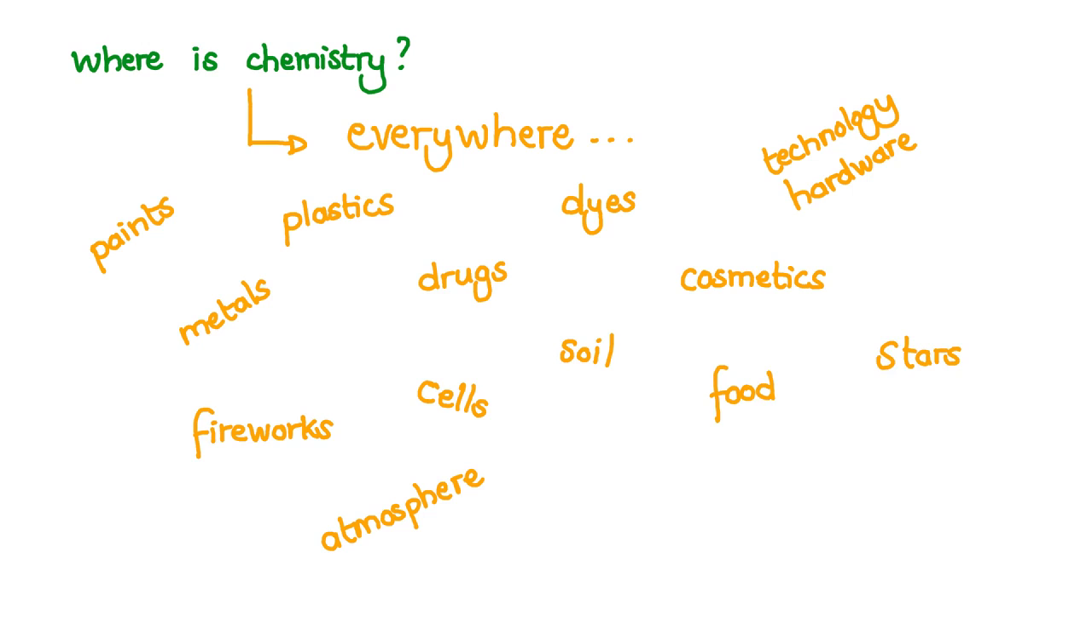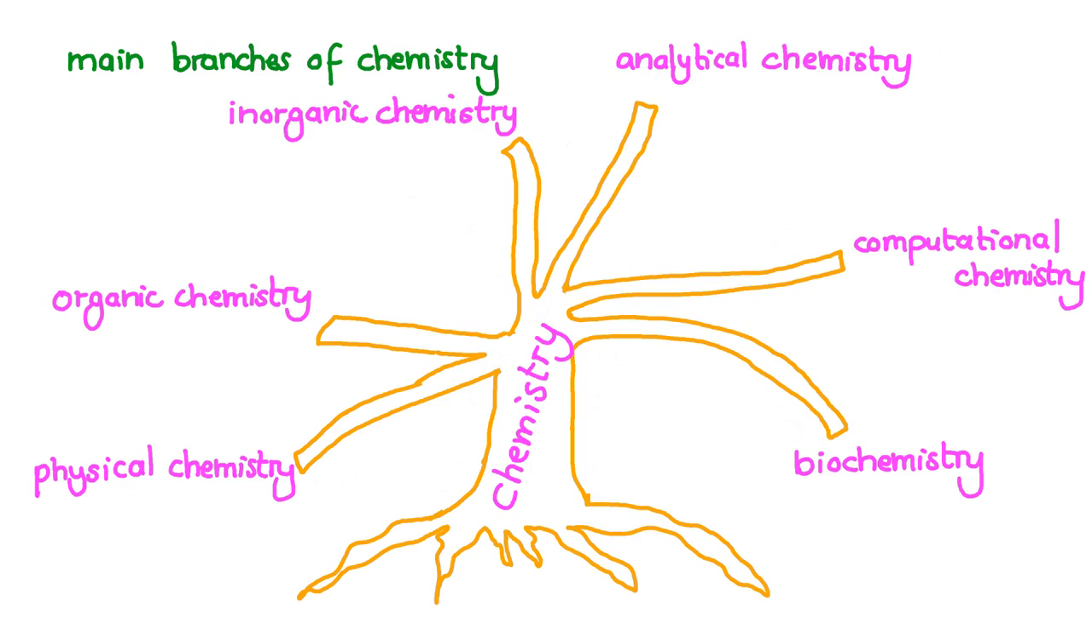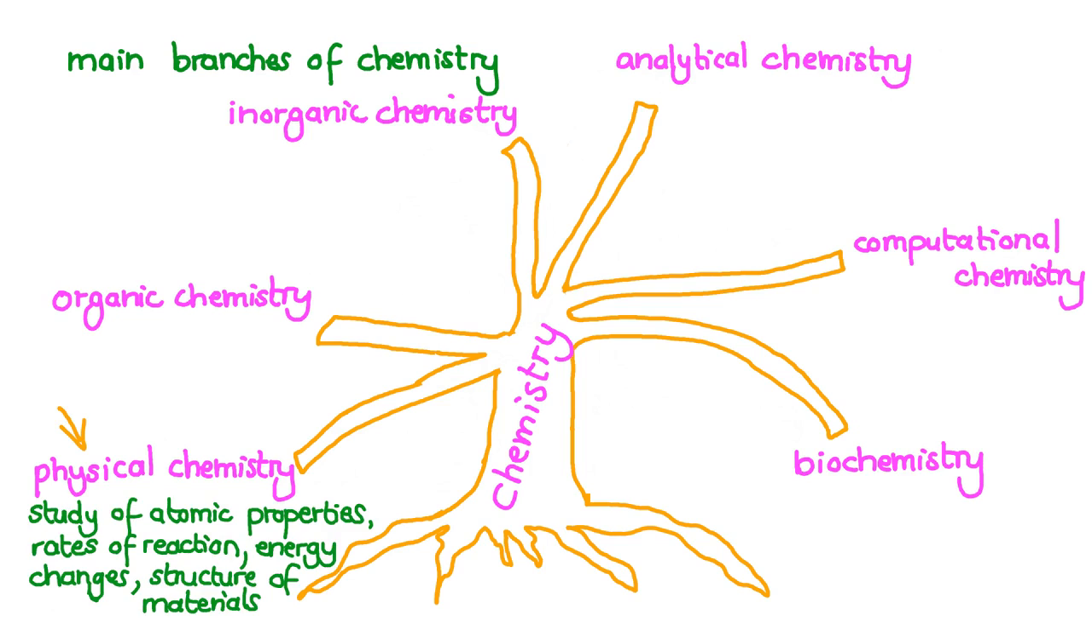Now we know that there are many branches of science and that in the real world they overlap. We know what chemistry is and that it is everywhere. Let's take a closer look at the branches of chemistry. Chemistry is multidisciplinary. It has different branches, just like the branches of a tree. The 6 main branches are physical chemistry, which is the study of atomic properties, rates of chemical reactions, energy changes during reactions, and the structure of materials.